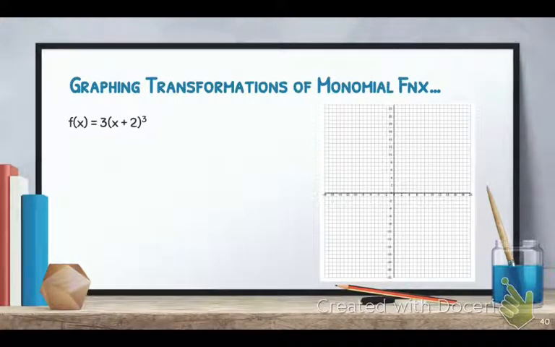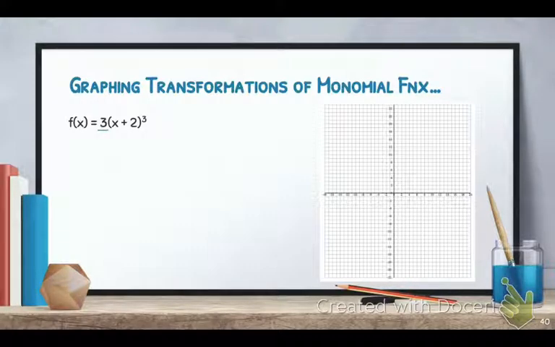So we have learned the rules for transformations, and those rules that we've learned still apply to monomial functions. So if I look at this function right here, f of x equals 3 times (x plus 2) to the power of 3, I can tell a couple things. First of all, I can tell that this function has had a stretch of 3, right?